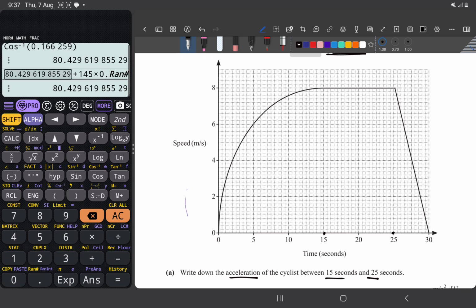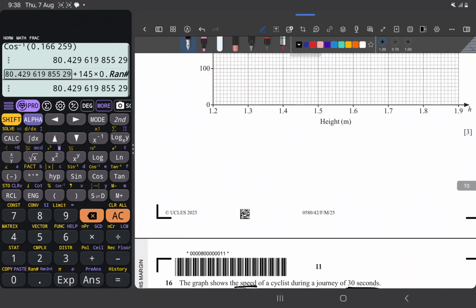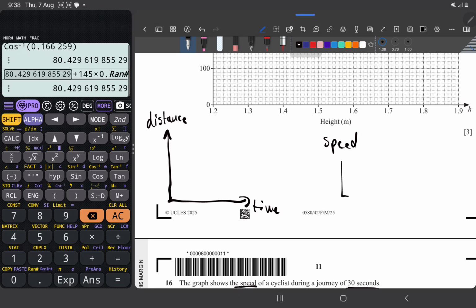The graphs which you can meet are a speed time graph and a distance time graph. Let's put these 2 graphs. These are easy. You are old enough to remember these things I'm about to give you. You have distance versus time, and then you have speed versus time. Time is always the x-axis because time waits for no man.